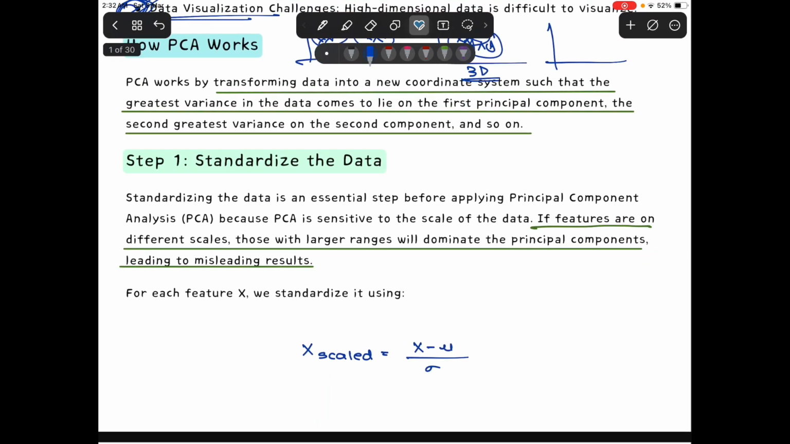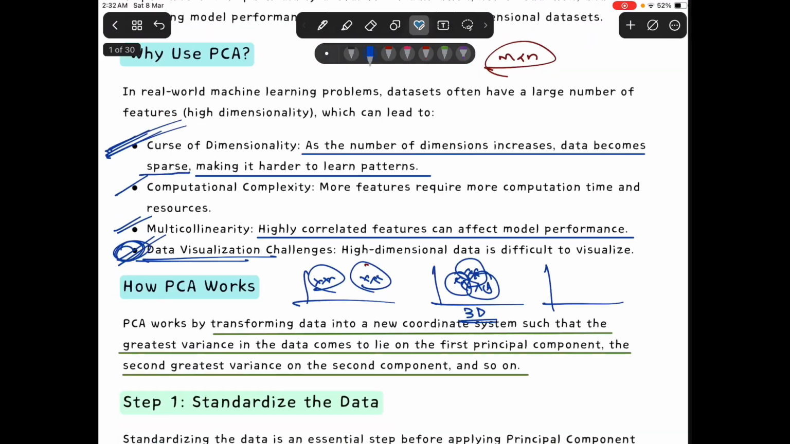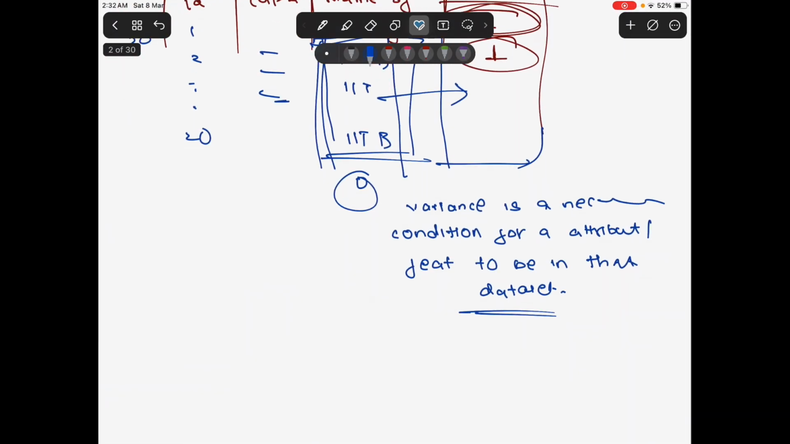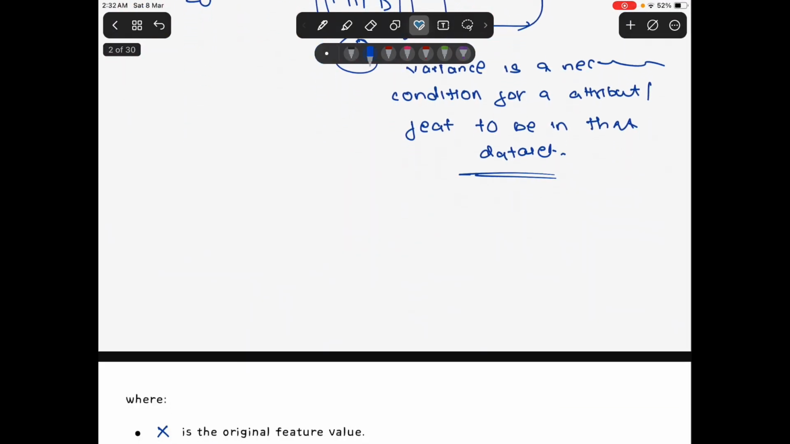Okay, now let's first discuss the important key concepts we should know before studying PCA. The first one is variance, which we have already studied. The second one is covariance, which we will study. The third one is eigenvalue. The fourth one is eigenvector.